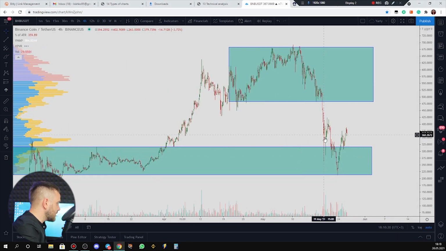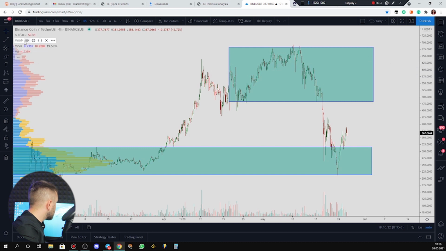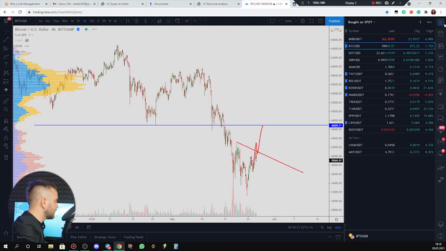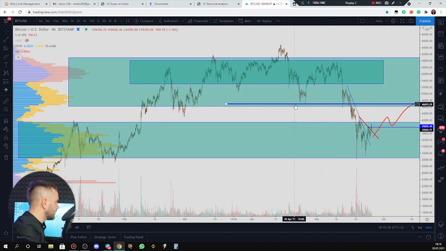Also, I use key levels and trend lines. Take a look, for example, at Bitcoin. What about key levels? Take a look here. As you remember, here I built a key level from this previous low. Take a look at how price bounced after it broke it.